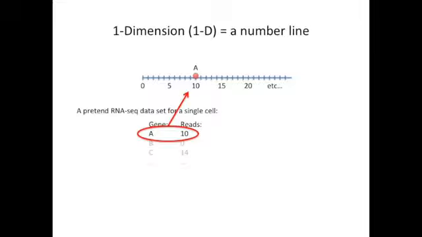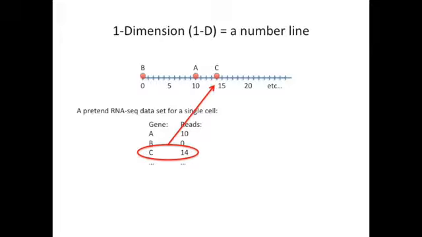Just like we did in first or second grade, gene A with 10 reads gets a dot at 10. Gene B with 0 reads gets a dot at 0. And lastly, gene C with 14 reads gets a dot at 14.